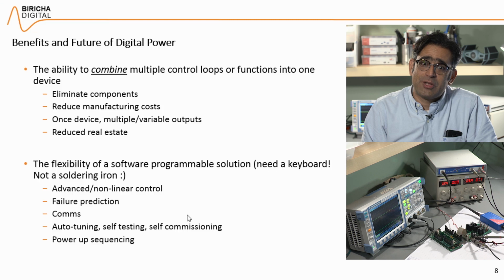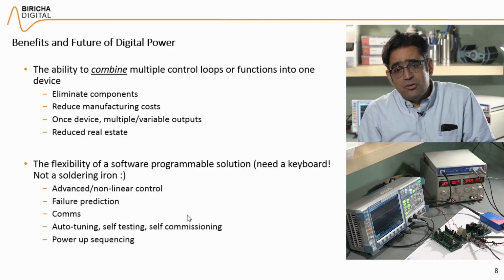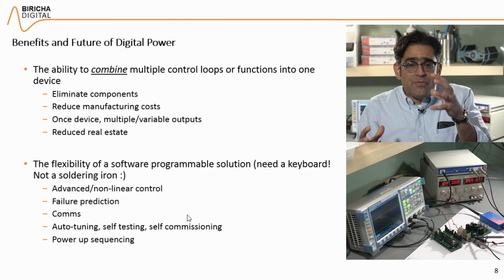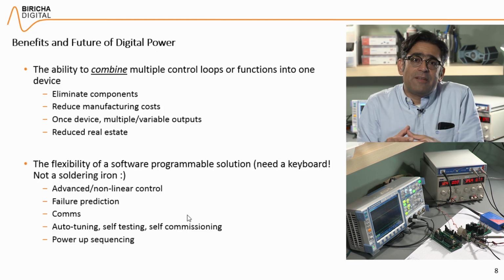And then, of course, there is power-up sequencing. Many sophisticated chips these days require many rails, and they have to be powered up in a certain sequence at a certain rate and powered down in a certain sequence at a certain rate. Again, in analog, that is very, very difficult to do, whilst in digital, it's a matter of putting a few lines of code in place in order to do that.